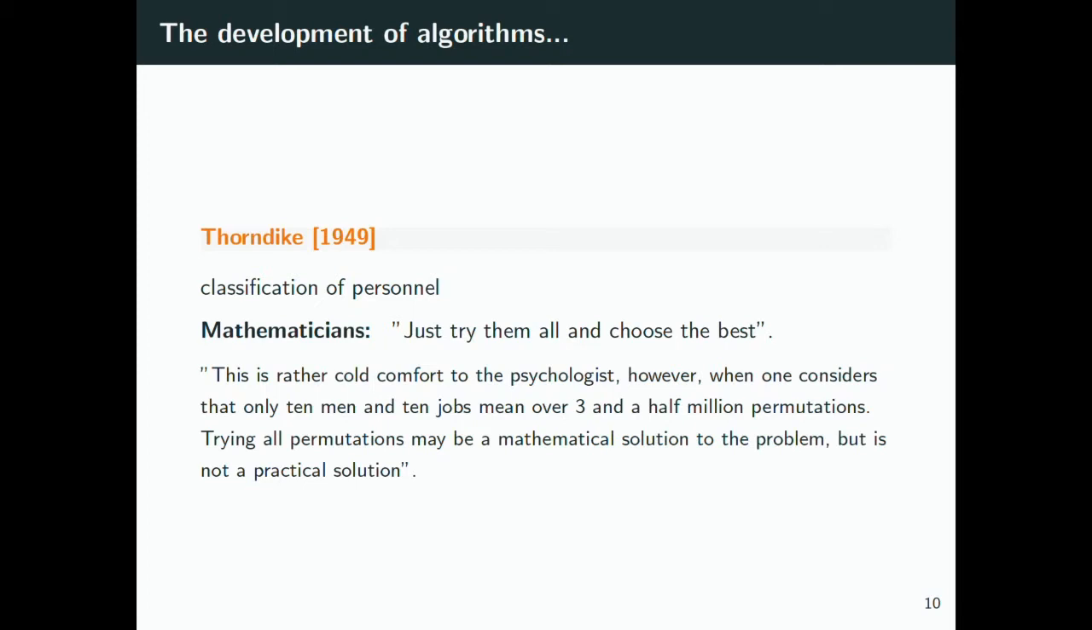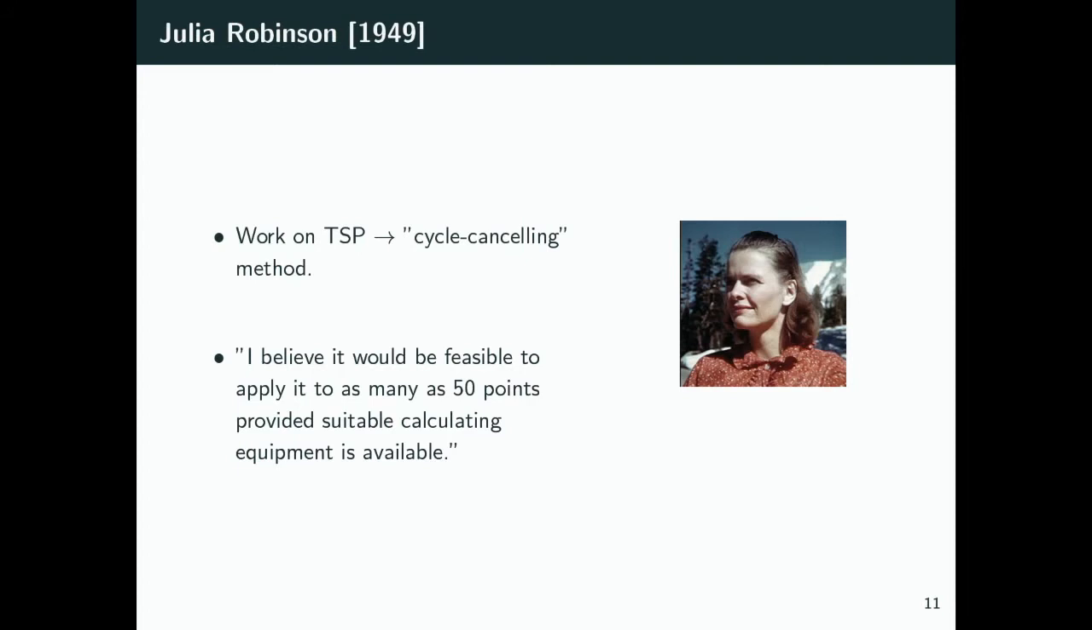Another great person who worked on this problem was Julia Robinson, the great mathematician, who was later a professor at Berkeley, by the way. She was at the Rand Corporation in the late 40s, early 50s, with a bunch of other great mathematicians, and she was working on the traveling salesman problem. She came up with a cycle-canceling method to solve the assignment problem that was an important precursor to some of the ideas that turned out to be very important. Although she didn't prove anything about running time here, she thought it would be a reasonable approach in practice.